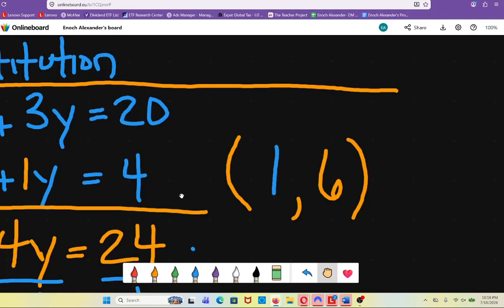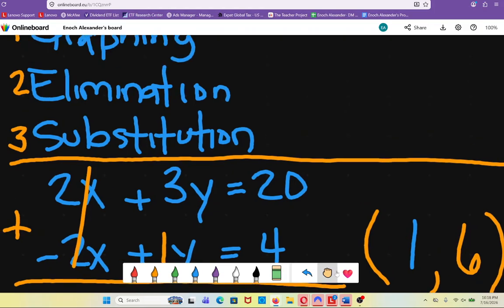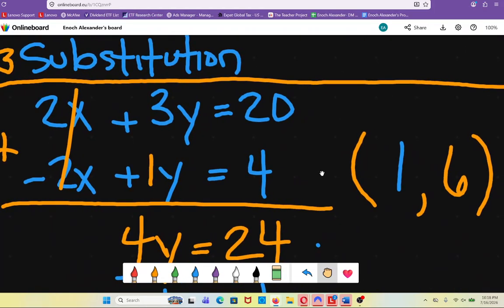So this is a mini lesson on solving systems of equations by elimination. And this one was pretty simple because we already had the opposite for our additive inverse. So check the next video in the mini lesson series for when we don't have the opposite and we have to do a little bit of extra work.